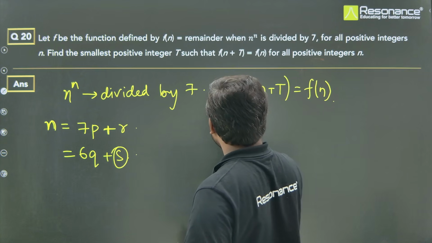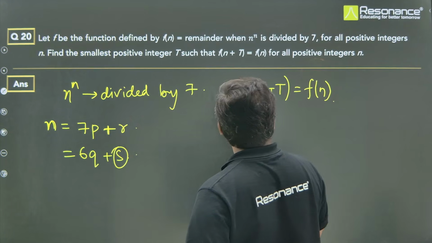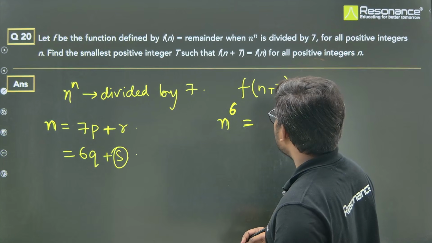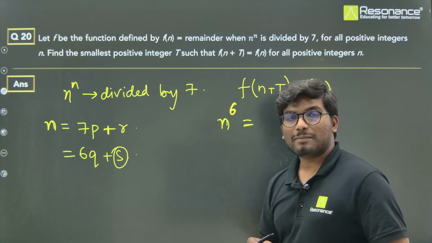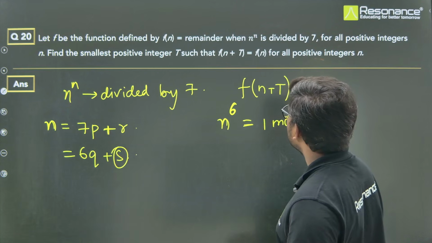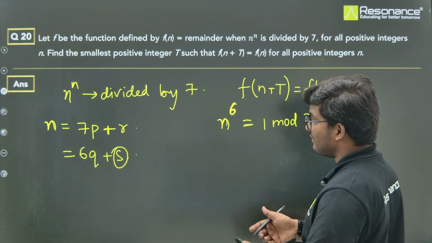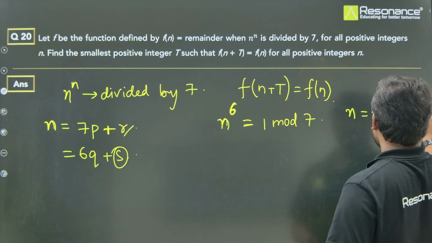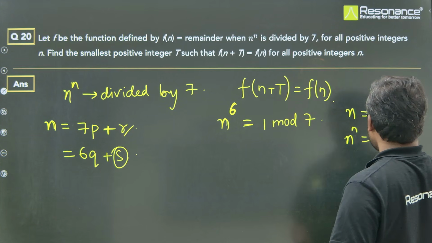n^6 is what? n^6 is 1 mod 7. And when we divide n by 7, the remainder was r. So n is r mod 7. So n^n is r^n mod 7.